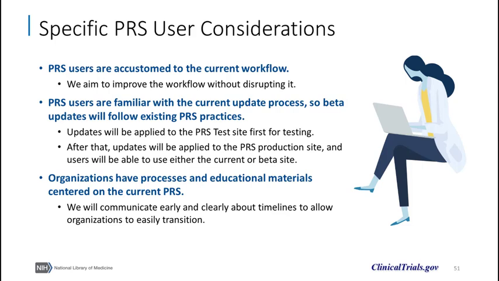Similar to past updates, the beta version will first be released in the PRS test system before being implemented in the production site version. We will communicate clearly and well in advance about release timelines so that organizations can prepare for the transition. We understand that organizations have developed processes and educational materials that are centered on the current PRS, and we want to make sure that they have ample time to adapt.